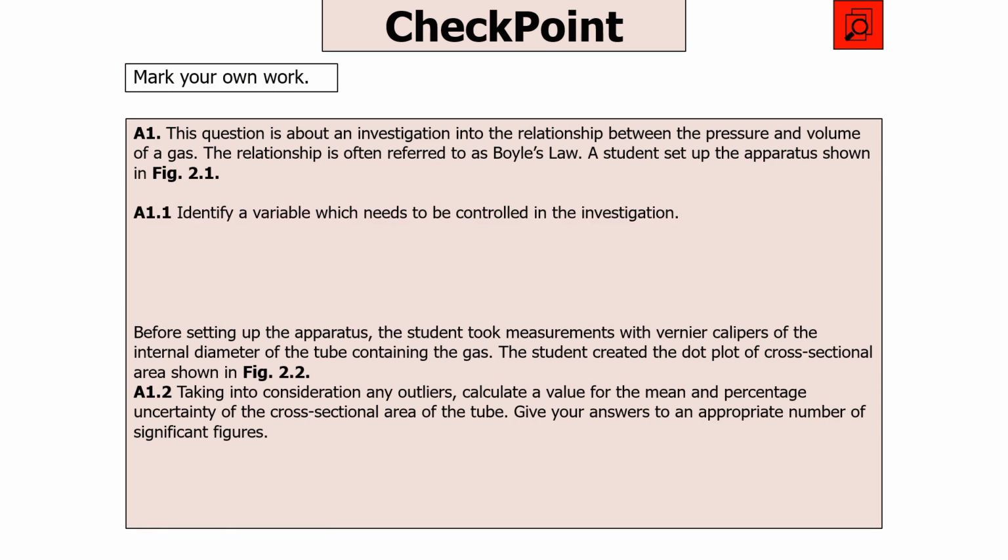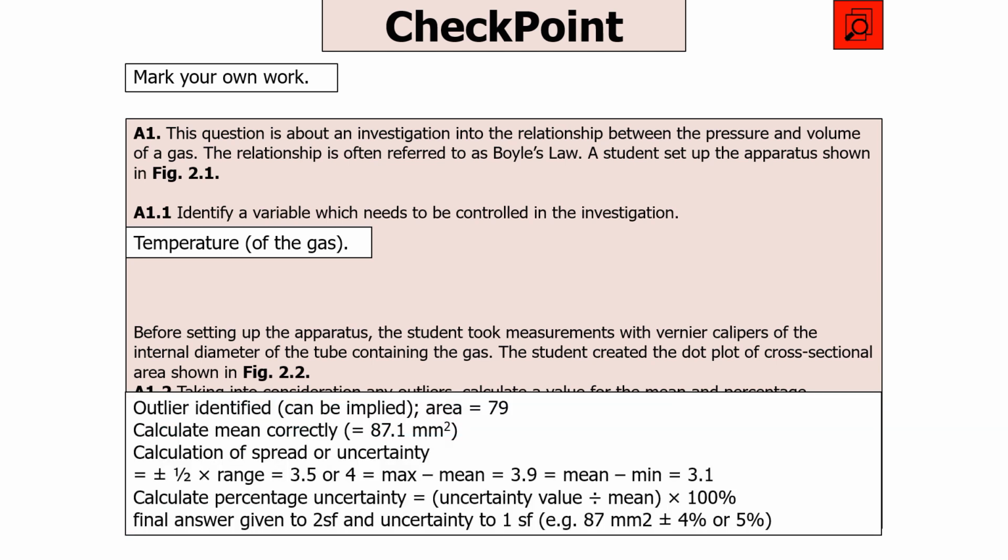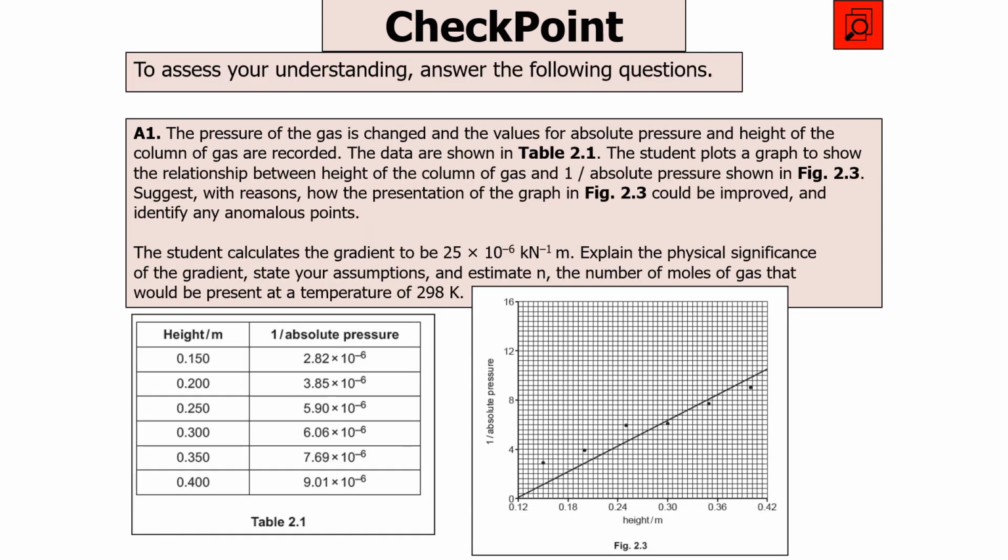Right, you've got to know that for Boyle's law, it only works if the temperature is constant, so that's the control. Now, if you look at the information given in the previous question, you can identify there's an outlier or anomalous result, it's 79. So you can calculate the mean correctly. For the range, work out the uncertainty by doing half the range. So you can work out the percentage uncertainty: the absolute uncertainty is range divided by 2. You then divide it by the mean value, times it by 100, and you should be getting about 4 or 5%.